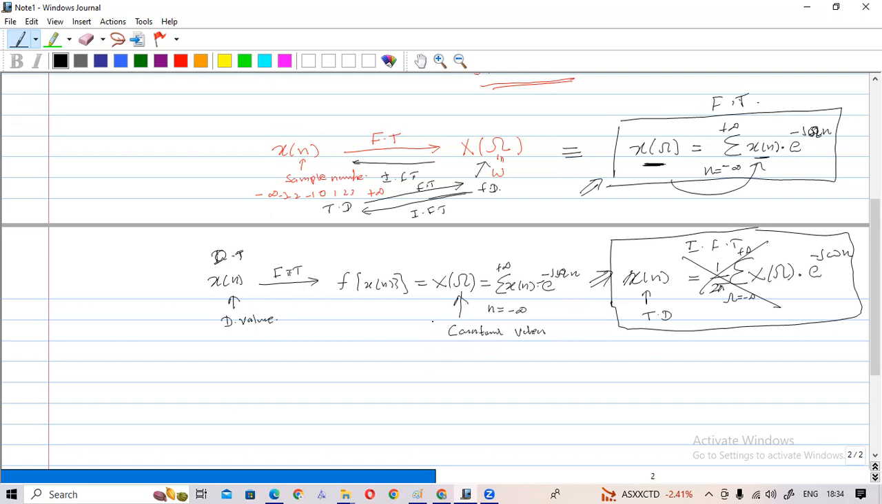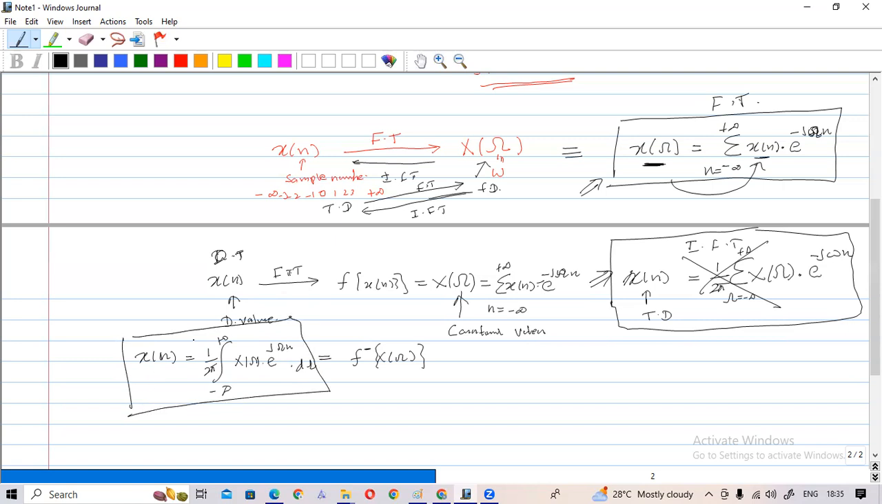if you want to convert this X omega into the time domain again, you have to take the inverse Fourier transform. Okay, so that is equal to xn, you will have xn again. Okay, because this omega is a continuous variable, you have to do the integration, not the summation like this. Okay, so you have to do this integration from minus infinity to plus infinity of X omega e to the power j omega n d omega. Okay, so this is the inverse Fourier transform identity.